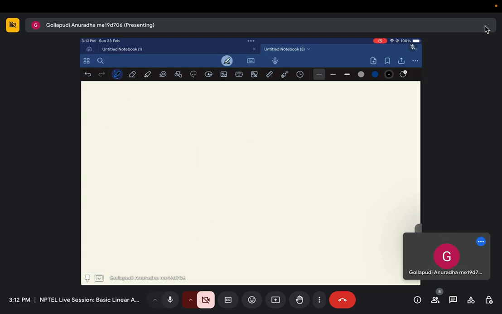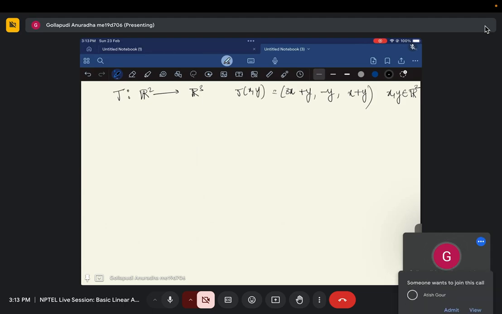Take down the first question. If you have a transformation from R2 to R3, and it is such that the following holds, tell me whether T is a linear transformation or not.